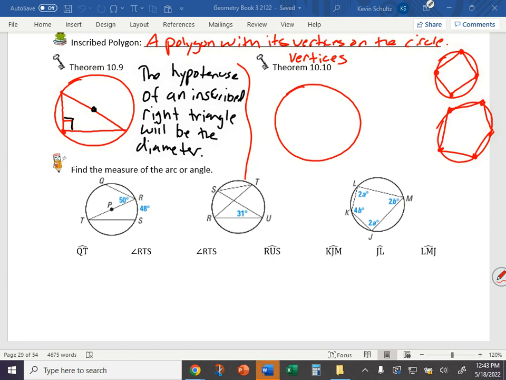Theorem 10.10 has to do with an inscribed quadrilateral. So we're going to put 4 points here. That looks like a good quadrilateral. Like this, like that. Not quite a square, no. If that was a square, it'd be the worst square I've ever drawn in my life. That's the best square. Okay.